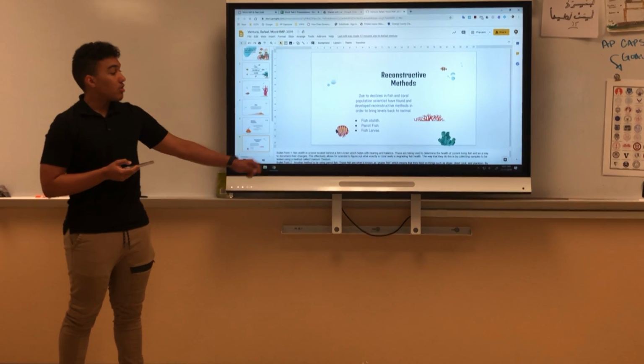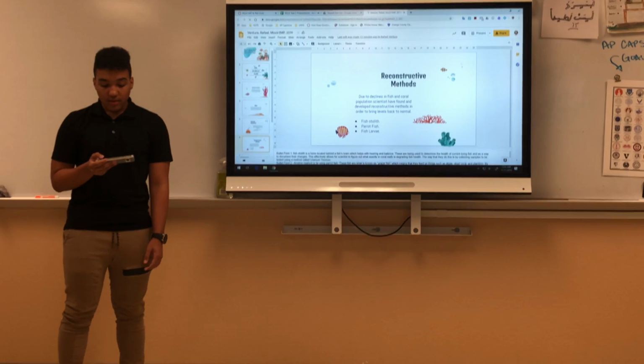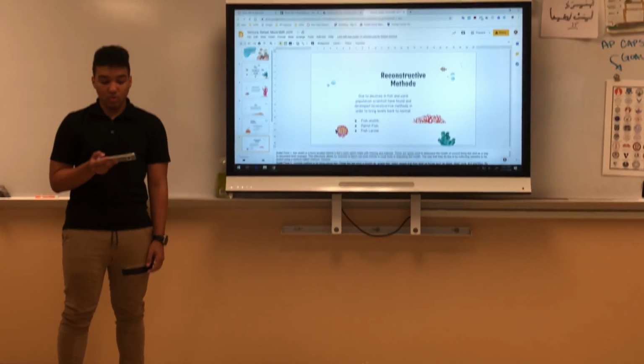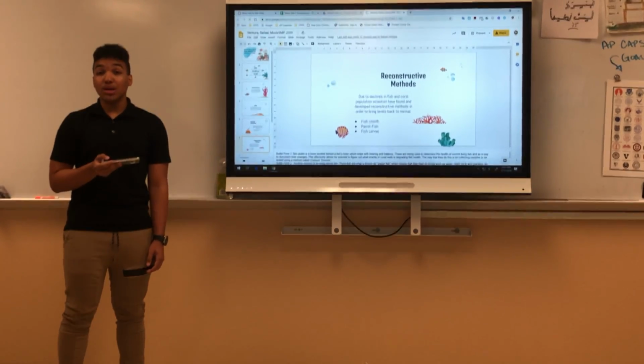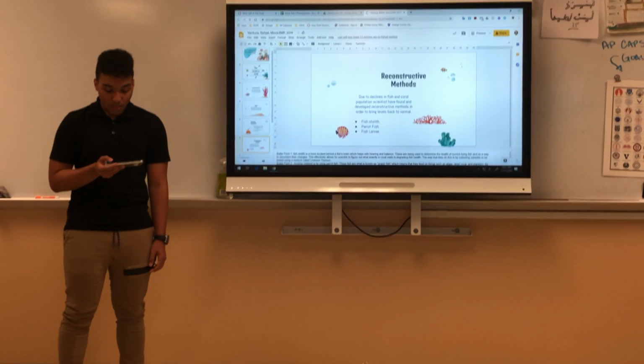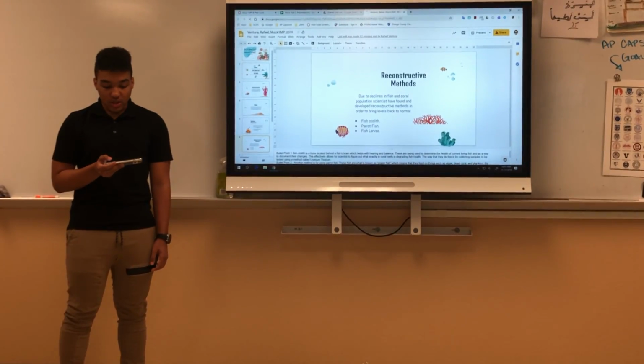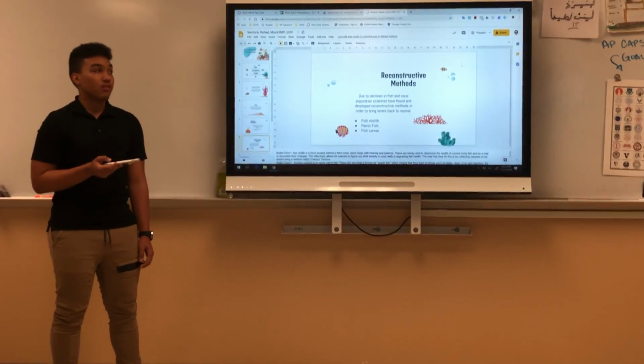The last method is by using fish larvae. Similar to fish otoliths, scientists look at fish larvae from current living fish located in these coral reef systems. By doing this, they can see the health and number of adult fish in these systems. This is beneficial for both the coral reefs and the fish because they are both being monitored at the same time.